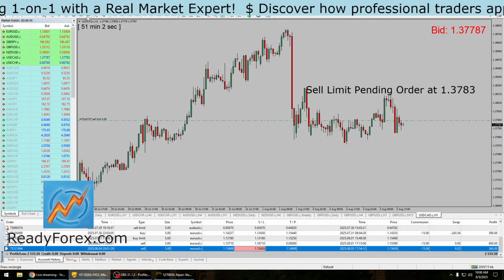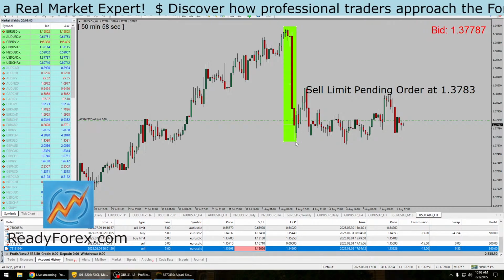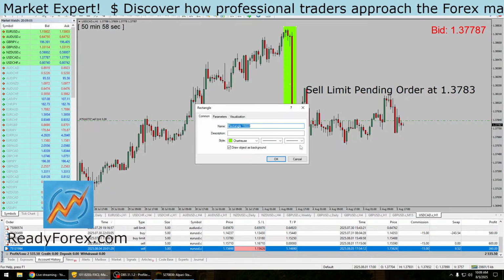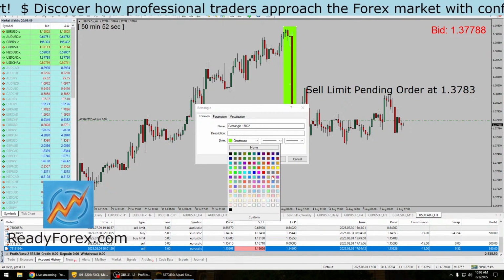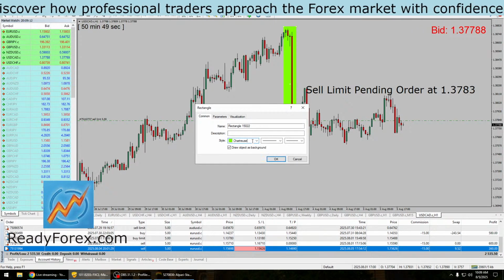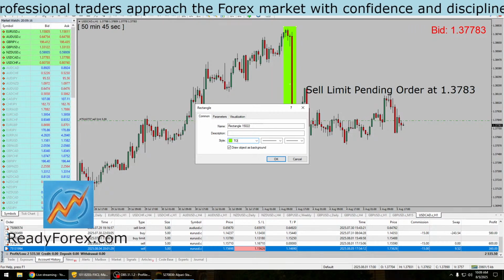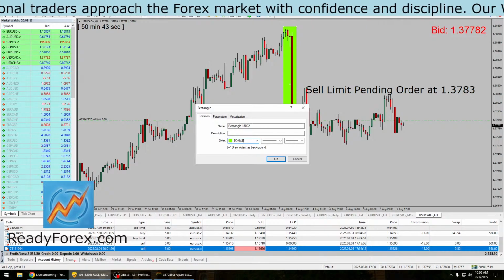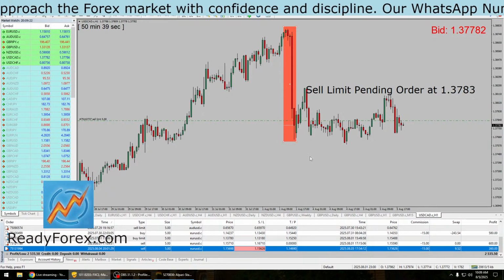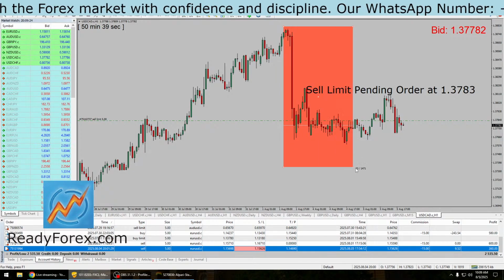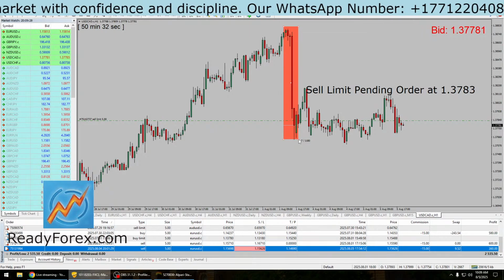I consider this as the first leg, or wave A in terms of Elliott wave. This is wave A going on. A light color, I think we can use a tomato color. Okay, so we got this first, and then expect the second leg over here.